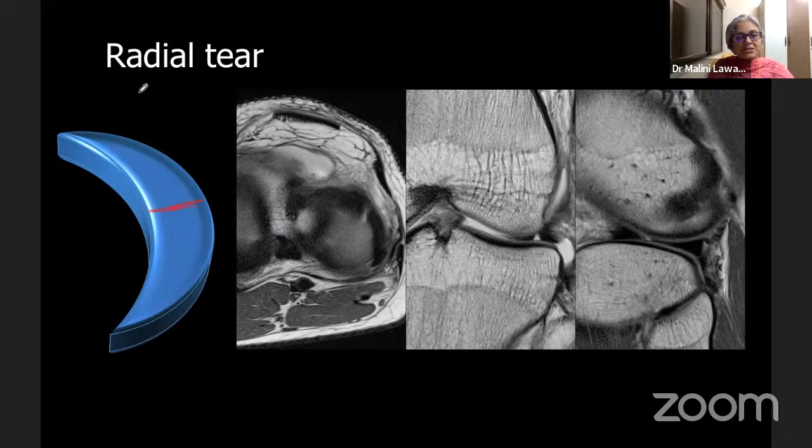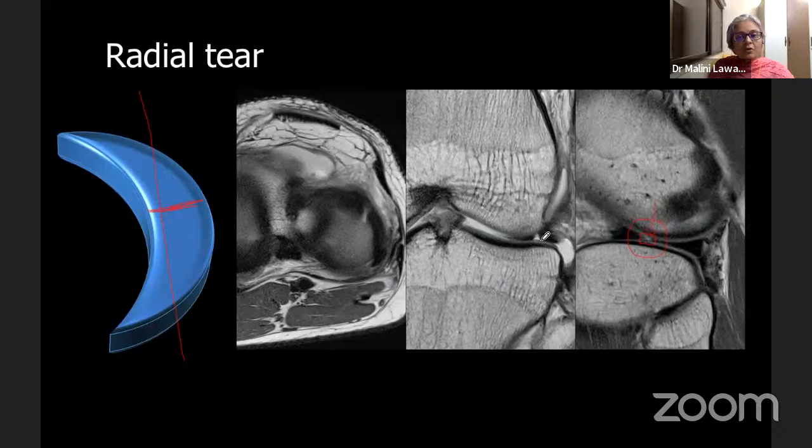Now, how do we see this radial tear? So imagine a section passing through the meniscus like this, and there's a radial tear. You see a small cleft. So this tear is very common at the junction of anterior horn and body of lateral meniscus because of a smaller radius of curvature of lateral meniscus. So you can see this here, the small cleft-like appearance. That is a radial tear.